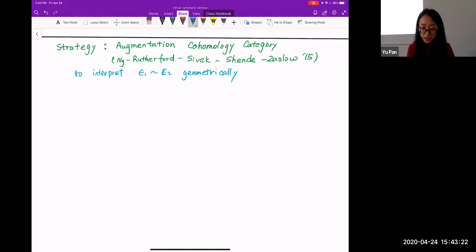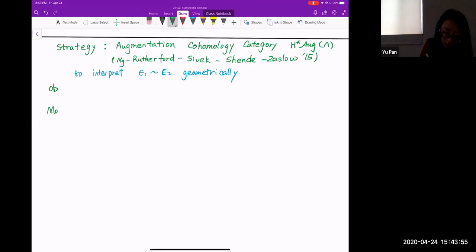This augmentation cohomology category is, I guess the original version is the augmentation category. This was introduced by Ng, Rutherford, Shende, Sivek, and Zaslow. What I use is the cohomology version of that. This is denoted by cohomology Aug of lambda. All right, as an invariant, this is a category, so we would like to know the objects and morphisms. The objects here are just augmentations.